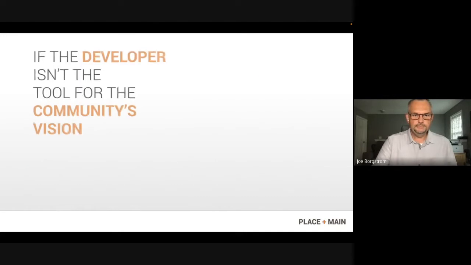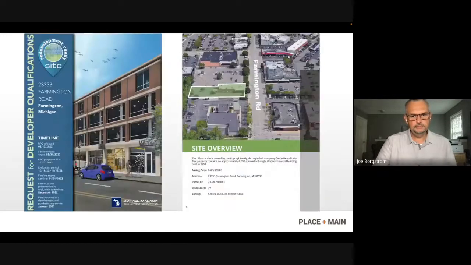This is some pre-development services that we completed recently. This is in Farmington, Michigan. This was a partnership between the city, the Downtown Development Authority, and the private owners, as well as the State Economic Development Corporation. So this would be the equivalent of an IRF grant that they received.